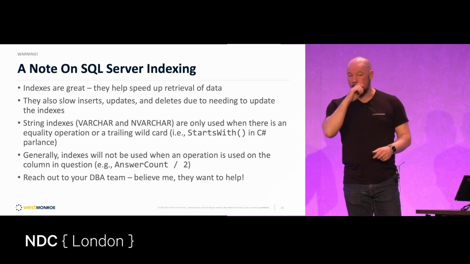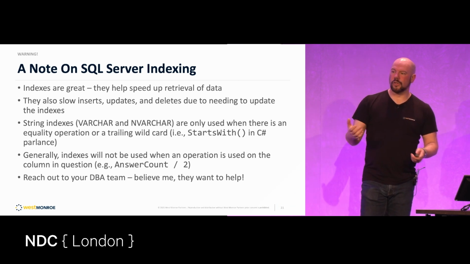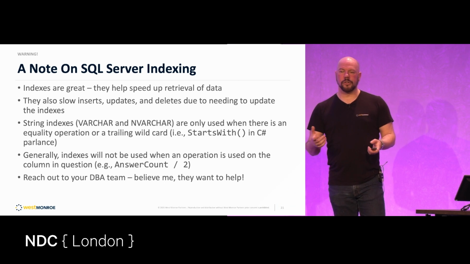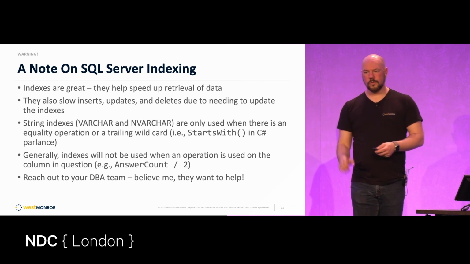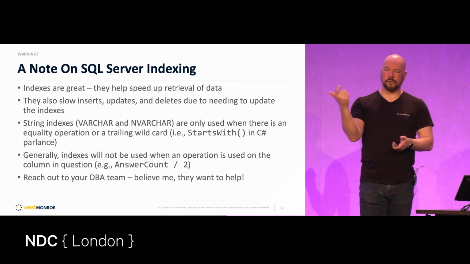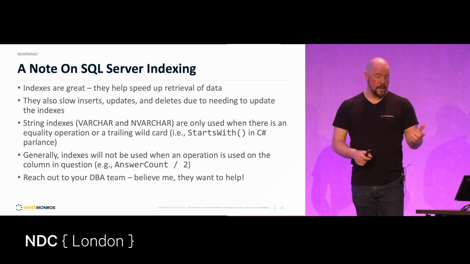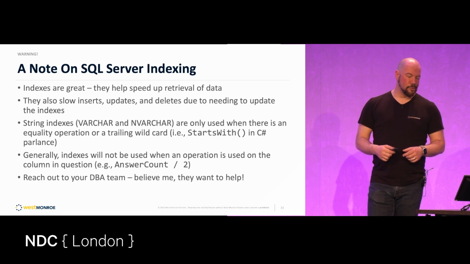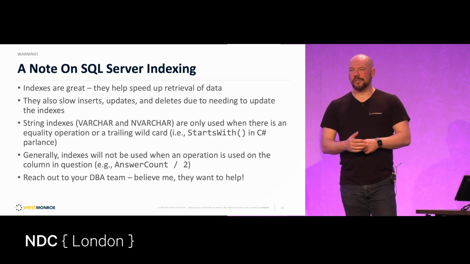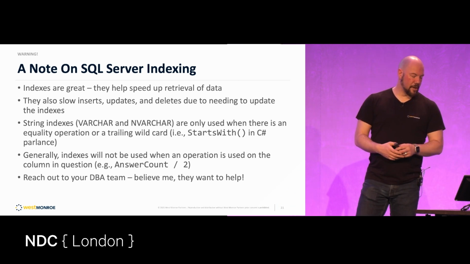And there are ways to get around that. If this is a really common use case, you can create a computed column and reverse your column so that now you're just reversing what you're searching on. And then indexes are generally not used when you're doing an operation on the column. So for example, answer count divided by 2.